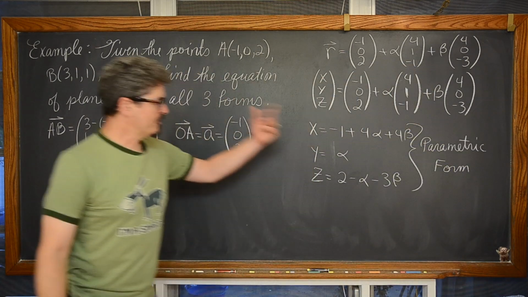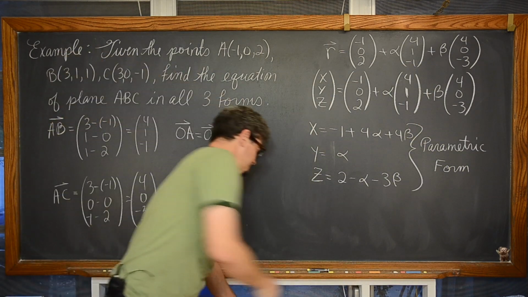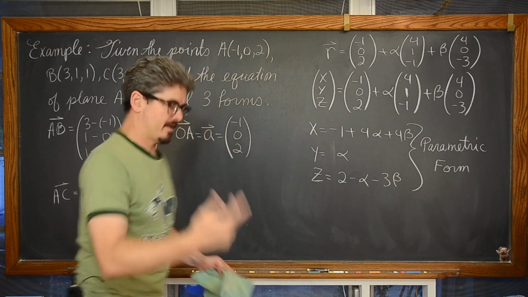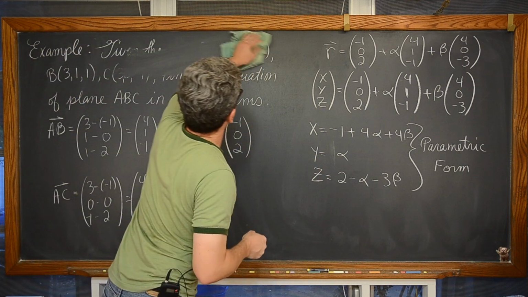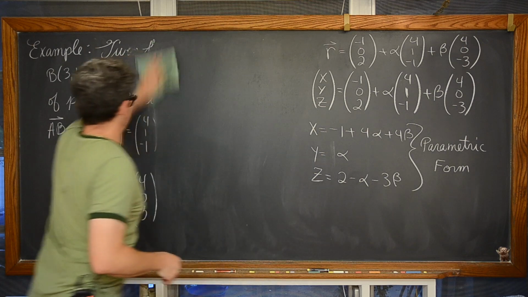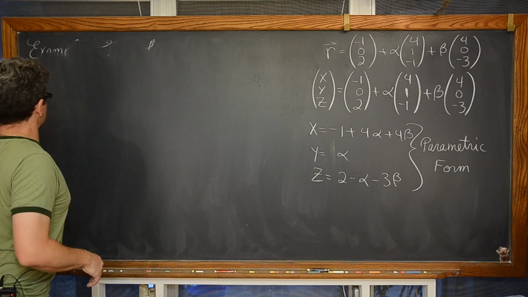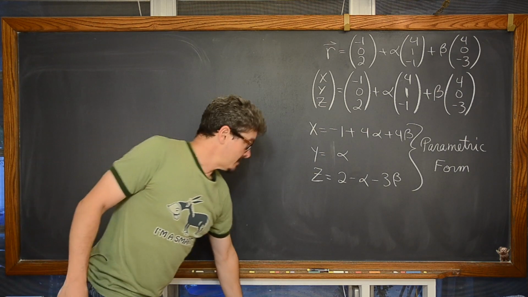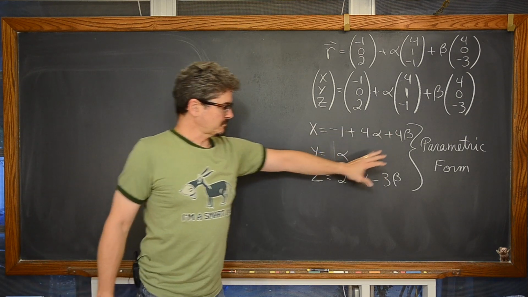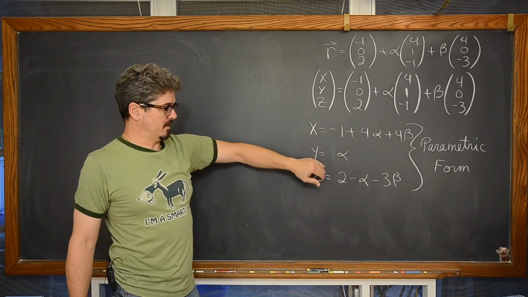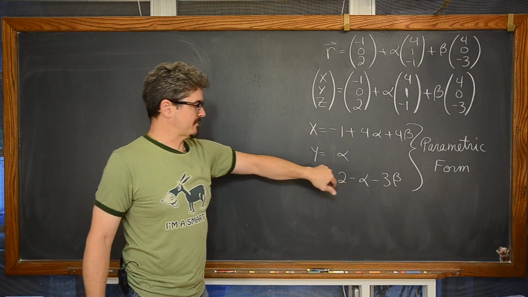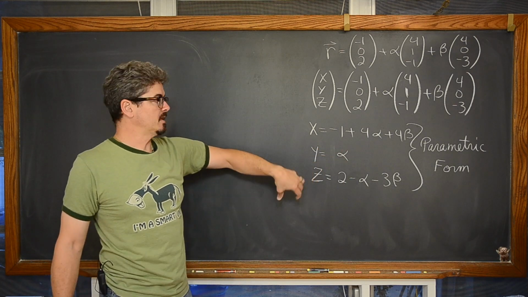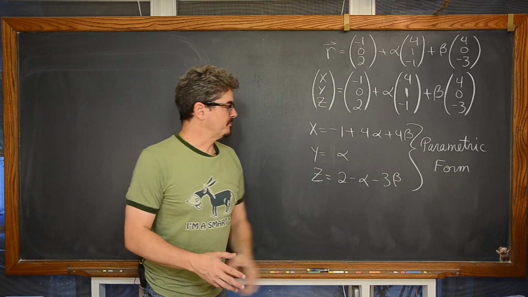Now, how to go from parametric form into Cartesian form? That clean little ax plus by plus cz is equal to d. Well, you do that through, no, I didn't make an incredibly hard system of equations here because we just have a simple y equals alpha. But you're going to bring this together.